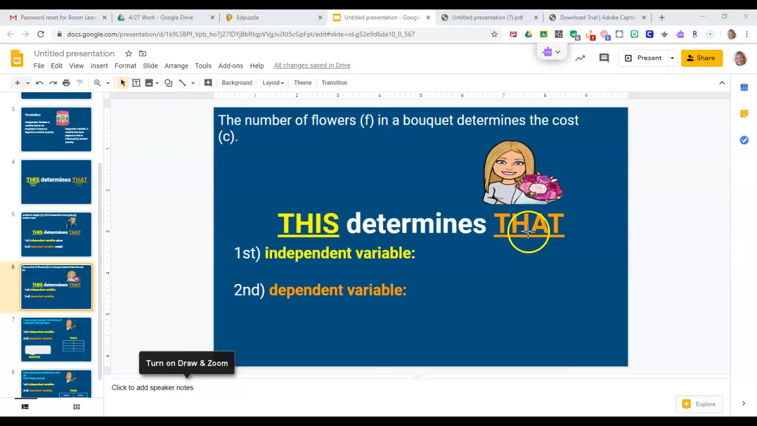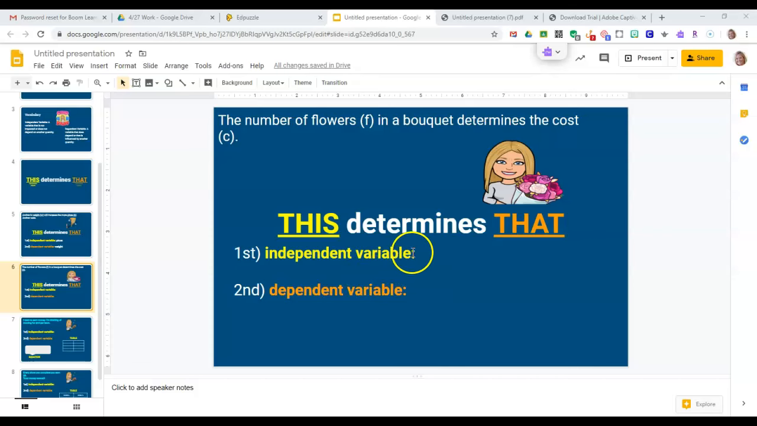So you do this one on your own. Remember to use this right here because this is what you're looking at, the number of flowers and the cost. So which one is independent? Which one depends on the other? Does the number of flowers depend on the cost, or does the cost of the bouquet depend on the number of flowers? So remember to use this statement right here whenever you're trying to determine independent and dependent.